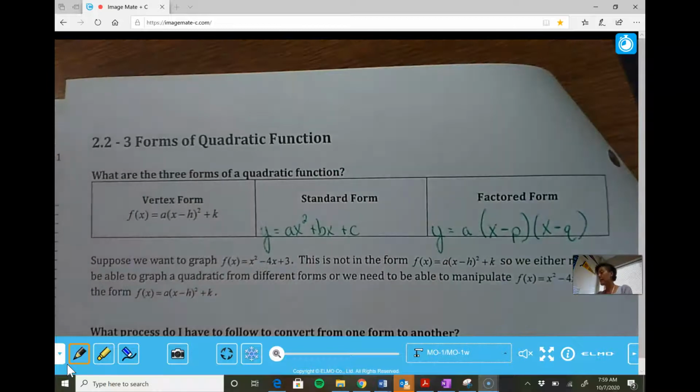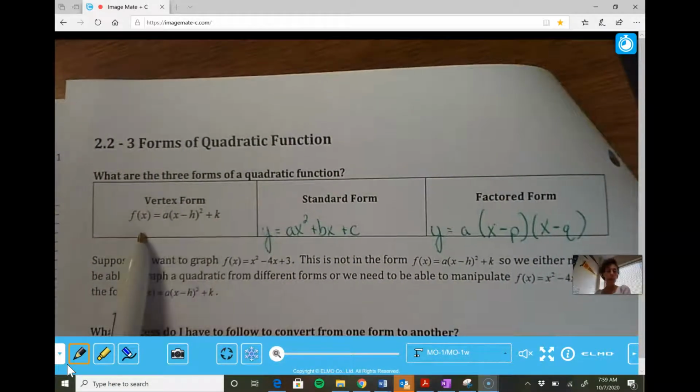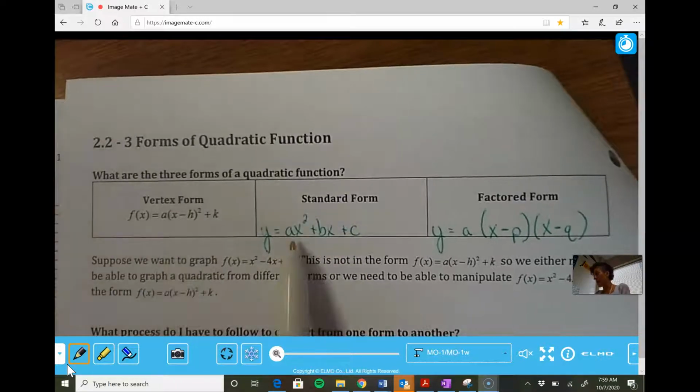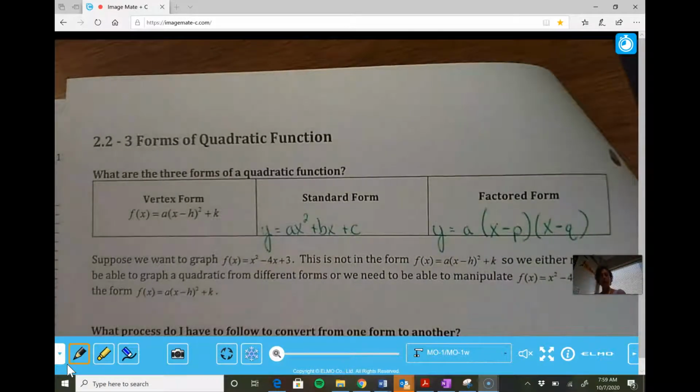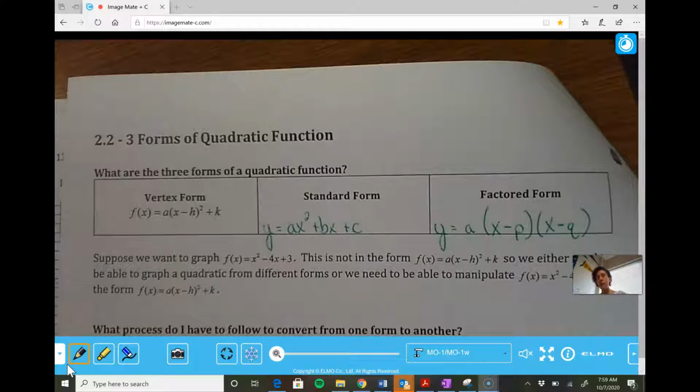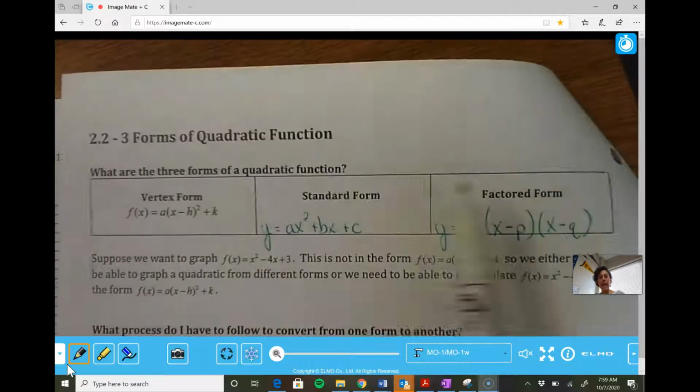What you want to notice is that they all have x and y, whether y is y or f of x. And they also have an a. And remember, a is that stretch or compress factor. And back in Algebra 1, you worked with all 3 forms because all 3 forms would help you find a key point to your graph. And you can make your parabola shape just by looking at each form.